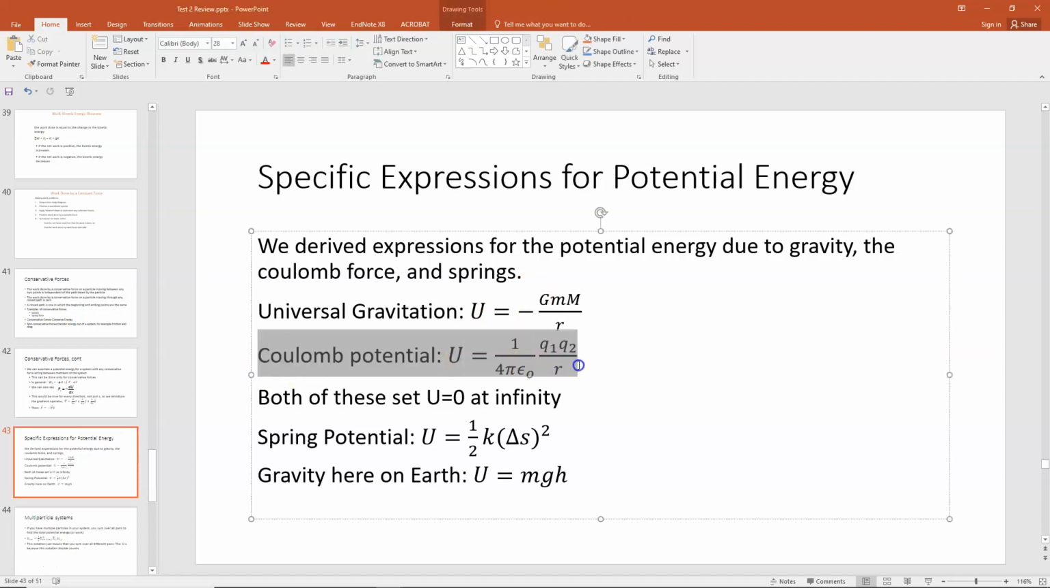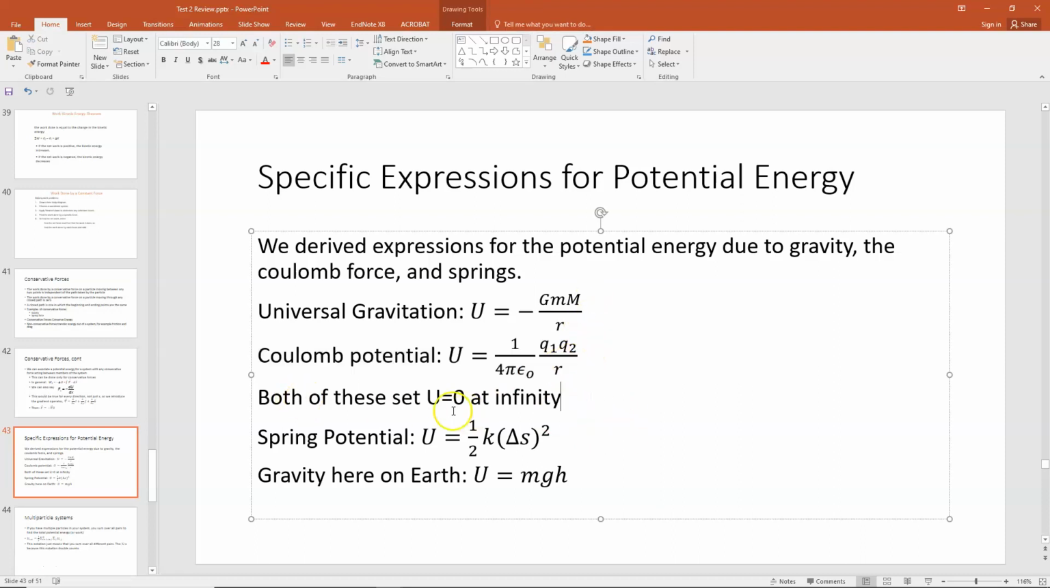The same could be said, they're both inverse square law forces, so they have much the same form. The Coulomb potential, which is due to the Coulomb force, the force between two positive or two negative or two unlike charges, is U equal to 1 over 4 pi epsilon naught times Q1 times Q2 over R. Here, Q1 and Q2 are the charges of the objects in coulombs, R is the center-to-center distance, and epsilon naught is the fundamental constant, the permittivity of free space, 8.854 times 10 to the minus 12 in SI units.